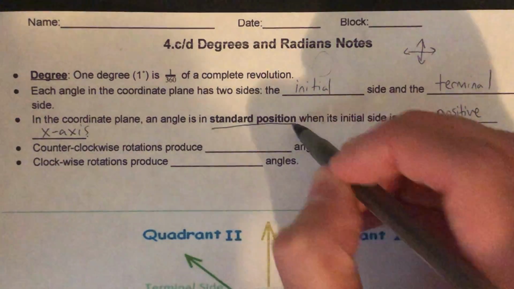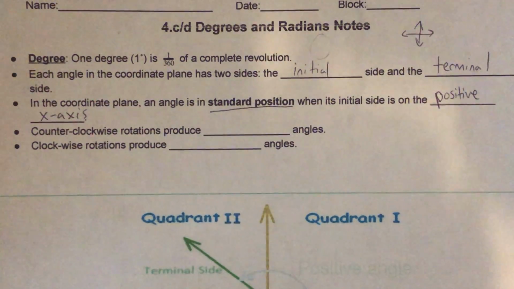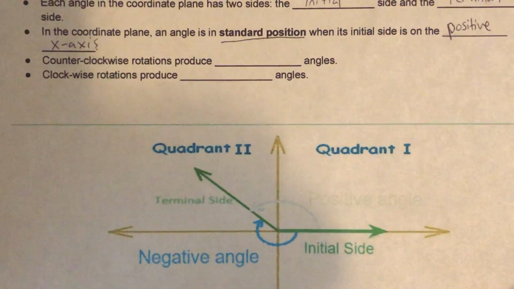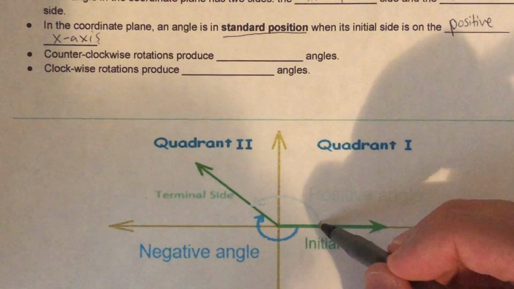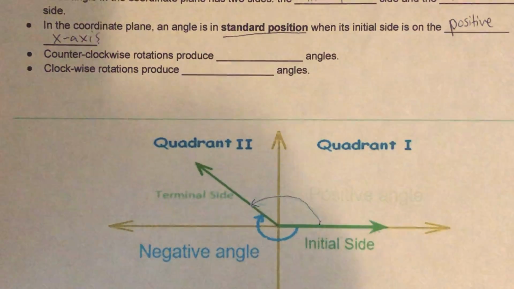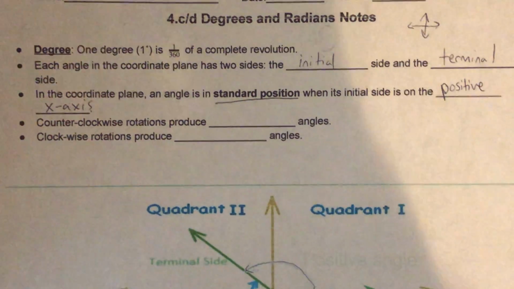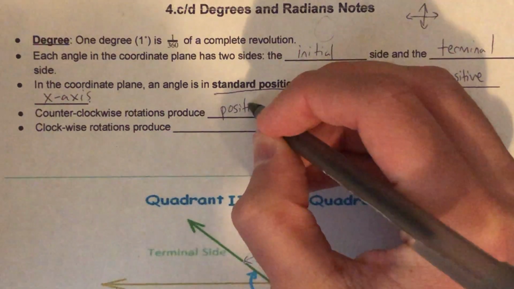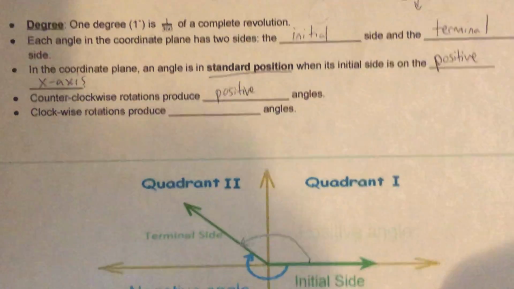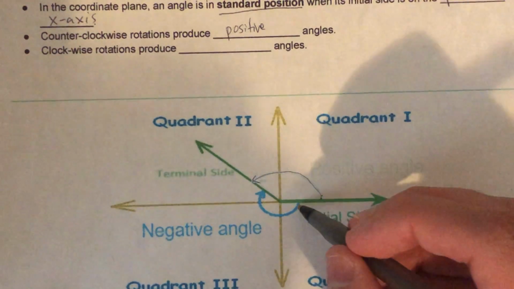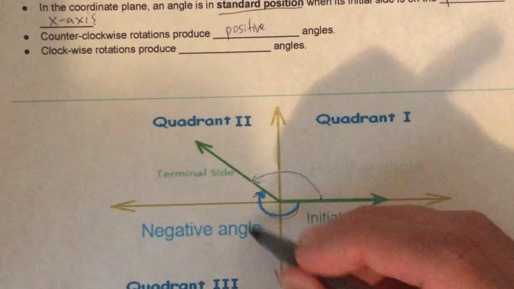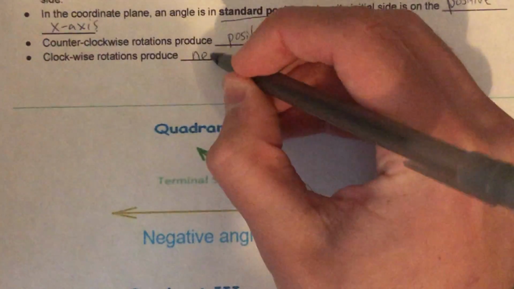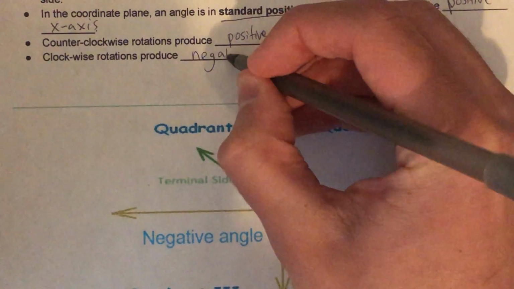So visually, if the initial side is on the positive x-axis, meaning right here, we consider that to be standard position. When we are working counterclockwise, going this way, that will produce positive angles, whereas clockwise, working the opposite direction, will produce negative angles.